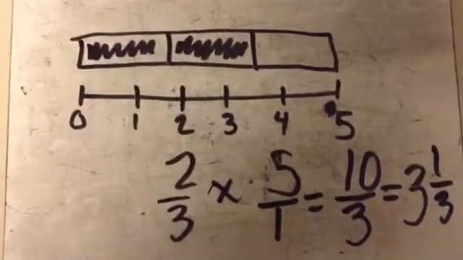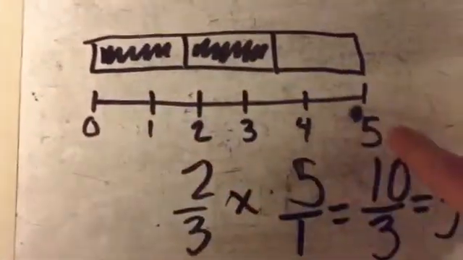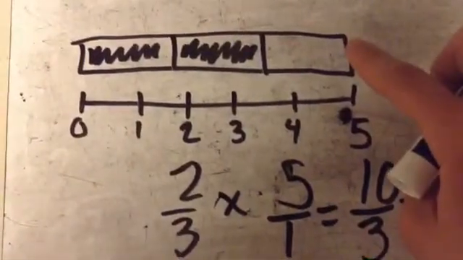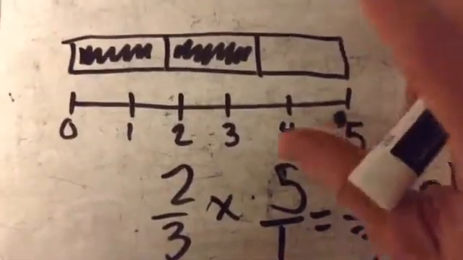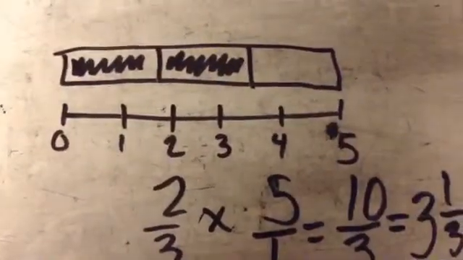Alright, thing to just look out for there, which confuses a lot of kids, is that that line down there is just showing how long that diagram is. I have a diagram that's 5 units long. I want to know 2/3 of the 5.